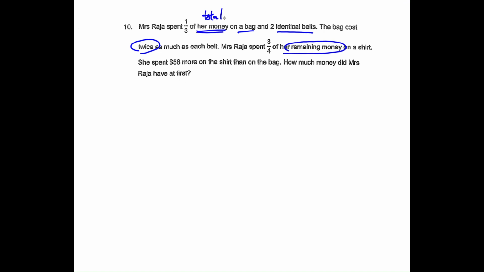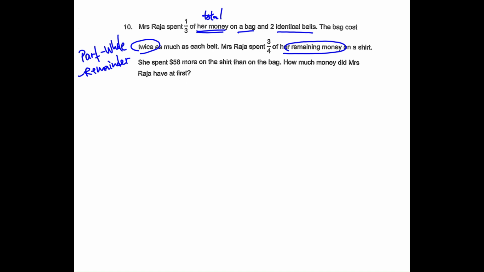Okay, let's move on to question 10. Mrs. Ryder spent 1/3 of her money on a bag and 2 identical belts. The bag cost twice as much as each belt. Mrs. Ryder spent 3/4 of her remaining money. So this 1/3 is of her total amount of money, whereas 3/4 was part of her remaining money. So they're actually not part of the same thing. 1/3 is part of the whole entire money, whereas 3/4 is part of just the remaining after she has spent on a bag and 2 belts. So it's part whole. This question is part whole with remainder.